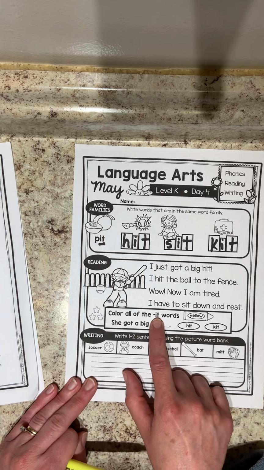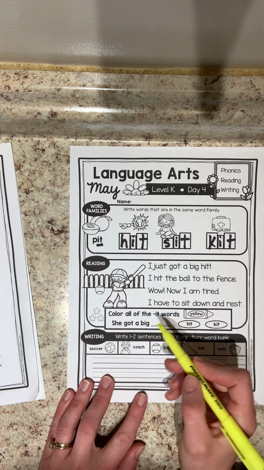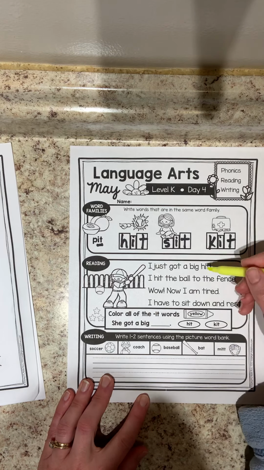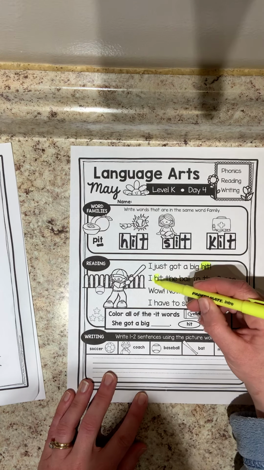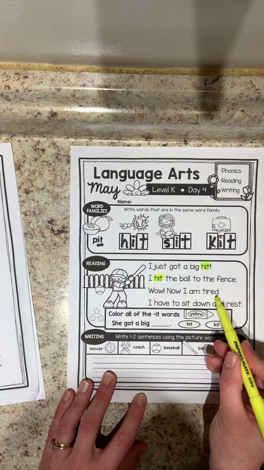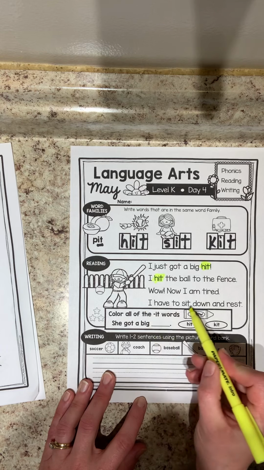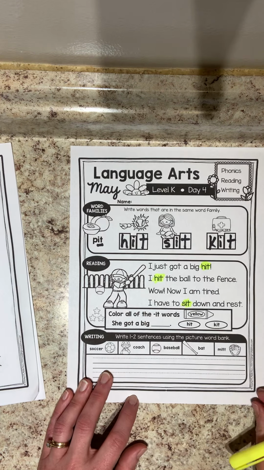Color all of the it words yellow. I have my yellow marker ready to go. So let's find it words. I see hit. There's hit again. I don't see any it words in this sentence. Now I'm going to do this one, sit. So I found 3 today.